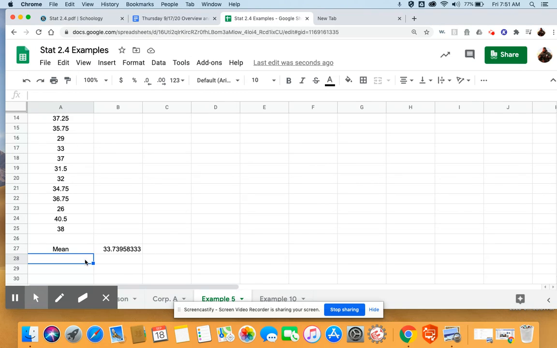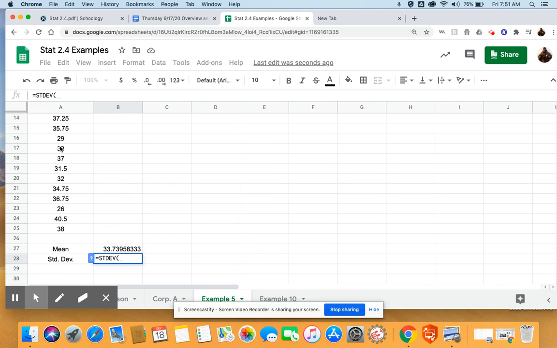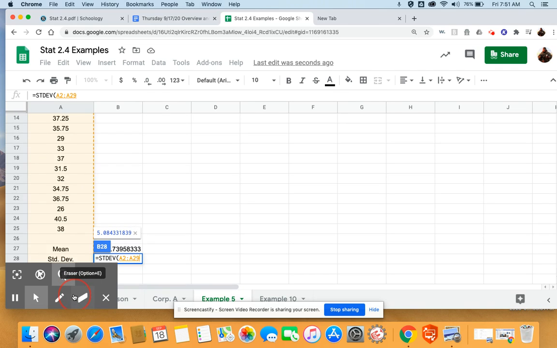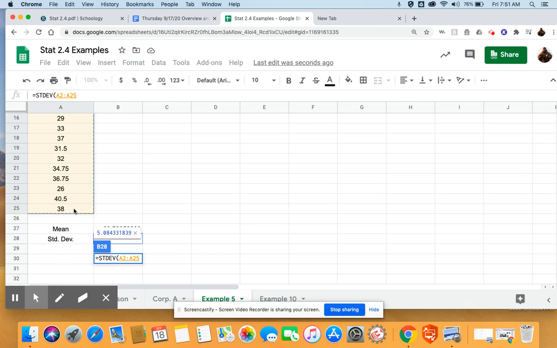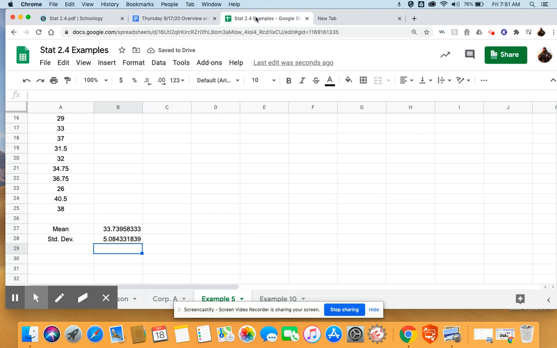It's important to note that this is a sample. We can right now go ahead in here, equals standard deviation, and highlight that data. We'll get the correct answer immediately because it is a sample. If it had been a population, then we have to go through the long way with all the steps. We'll do this really quick and get 5.08, which we will see is the same answer they got for their standard deviation here in the textbook.